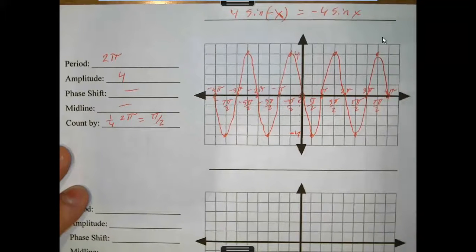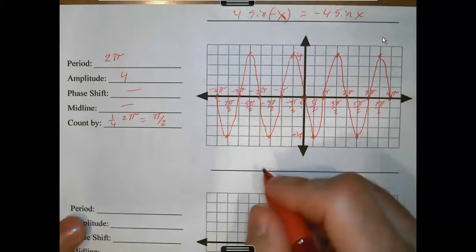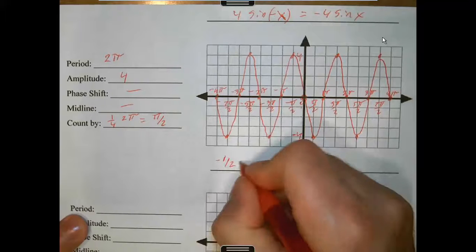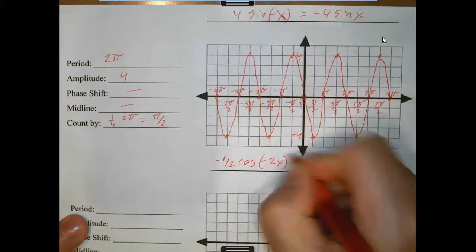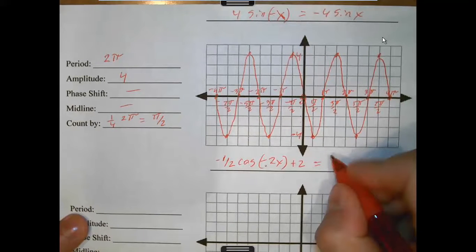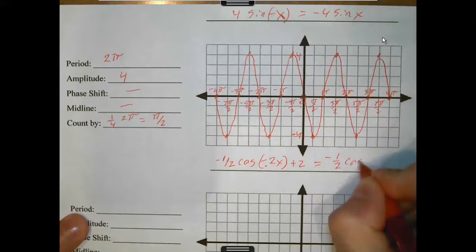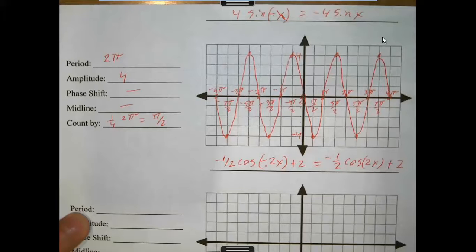Okay, and there's my sine graph. Okay, let's do another one. Okay, this one, notice, is a little bit different. I have a negative on the inside and a negative on the outside. But because it's cosine, the negative on the inside, I can just drop because it's even. So I can rewrite it.